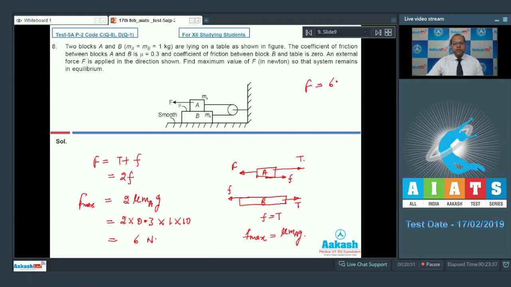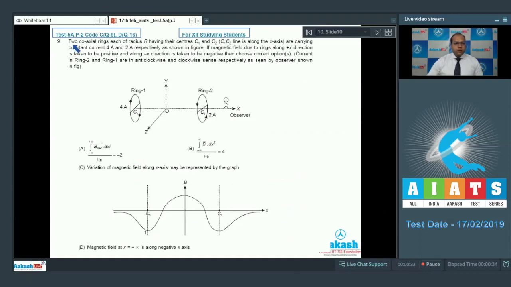Let's move to question number 9. In question number 9, two coaxial rings, each of radius r, having their centers C1 and C2, where the C1 C2 line is along the x-axis, are carrying constant currents 4 ampere and 2 ampere respectively as shown in figure. If magnetic field due to rings along positive x direction is taken to be positive and along negative x direction is taken to be negative, then choose correct options. And it is given that current in ring 2 and ring 1 are in anti-clockwise and clockwise sense respectively as seen by the observer shown in figure.